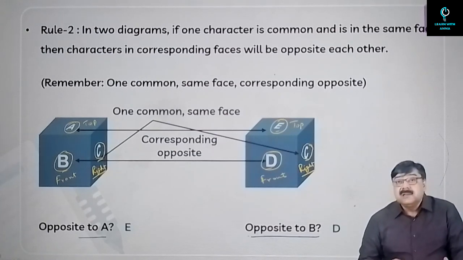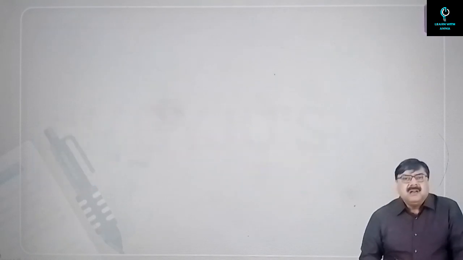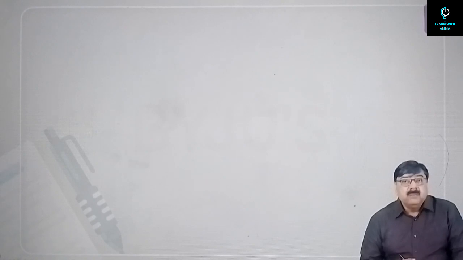So this becomes so simple and time saving that you can score marks, increase your number of attempts and ensure accuracy. Now let us move on to rule 3. Now which were the first two rules? Rule 1, 2 common, third opposite. Rule 2, 1 common, same face, similar faces opposite or corresponding opposite.